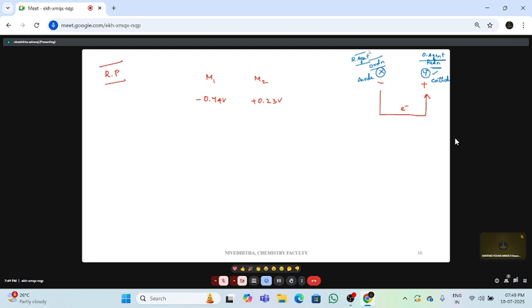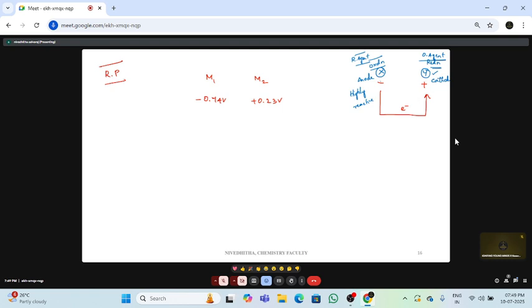And they may ask you, among X and Y, which metal is considered to be highly reactive? Basically, the metal which is getting oxidized is considered to be highly reactive. So among X and Y, which is highly reactive then? X is highly reactive. That's it. So from the shortcut, we can answer so many questions.